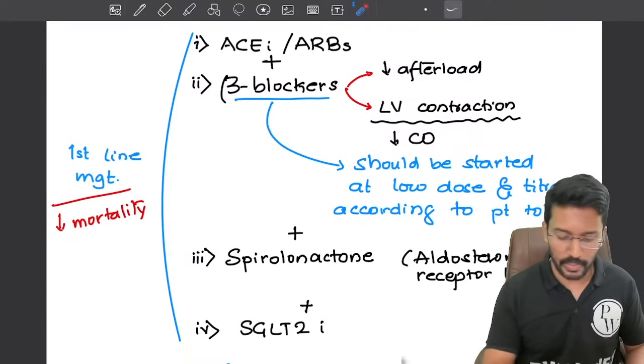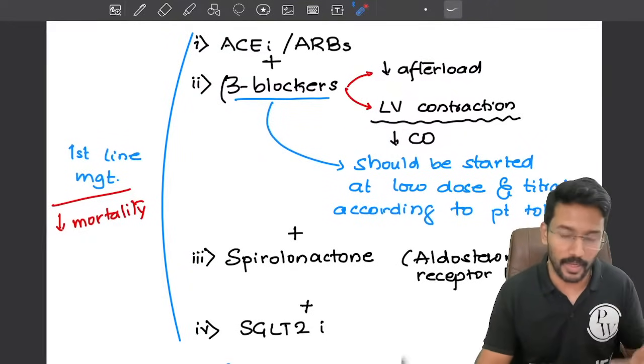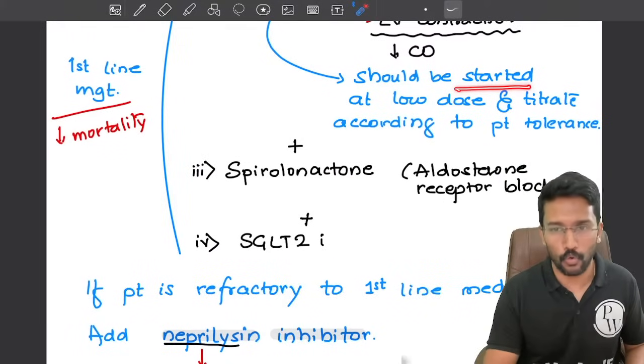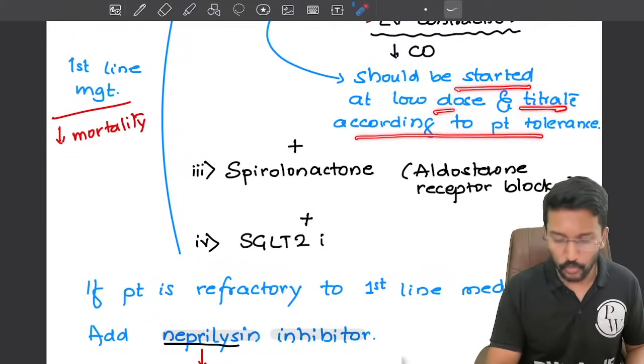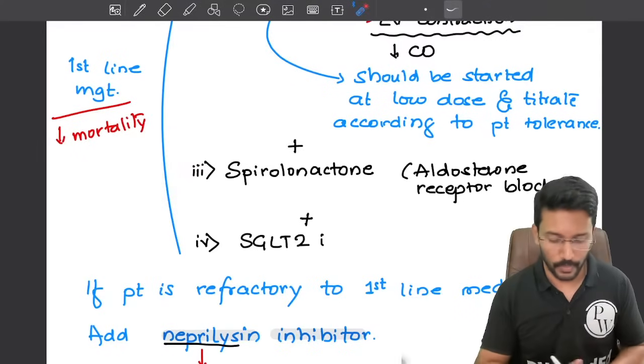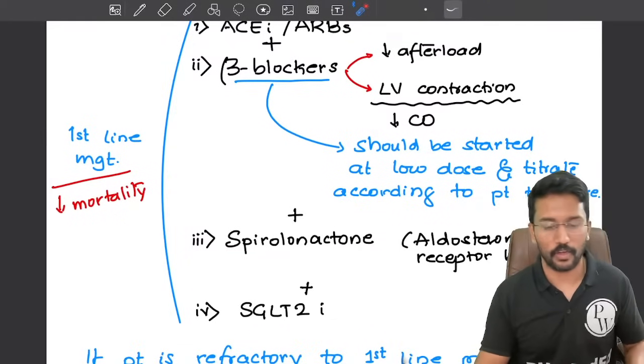The only problem with beta blockers is that they decrease cardiac output, so the patient can experience syncope, fatigue, and orthostatic hypotension. So for that reason, we should always start at a low dose and titrate according to the patient's tolerance. Slowly you build up the dose. Okay. Then the third drug that we give for all patients is going to be spironolactone.